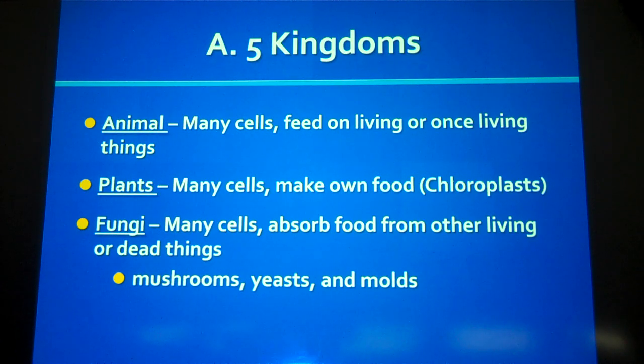And then fungi, or fungi, however you want to pronounce it, they are many cells, and they absorb food from other living things, or dead things. So they absorb it. And examples of fungi are mushrooms, yeasts, molds, myself.